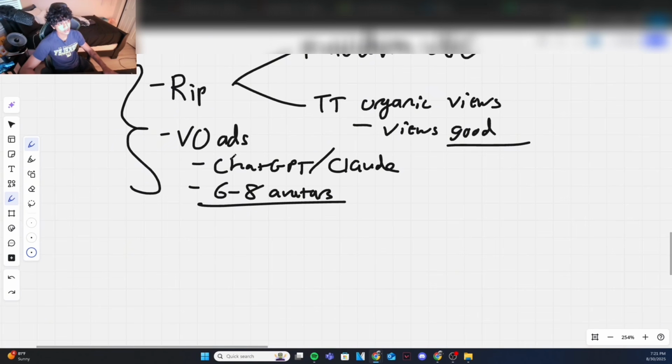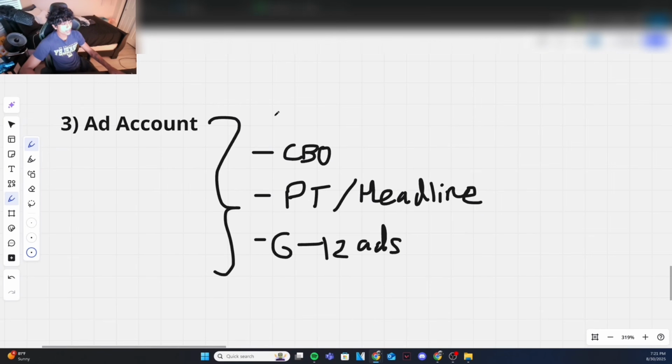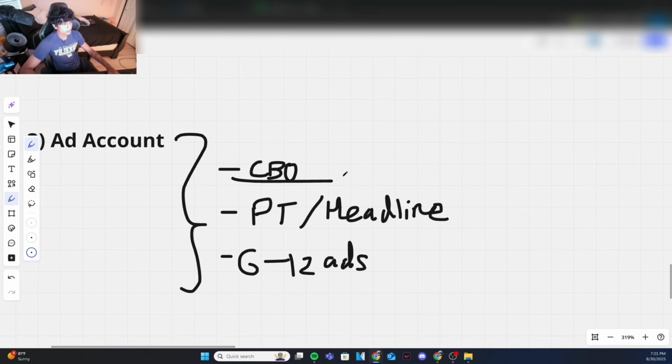So in terms of the ad account side of things, you're going to have CBO, right? You're not going to do ABO. You're not going to do any of that. You're going to have a manual CBO, and you're going to do this in USA only. I've talked about this a bunch.